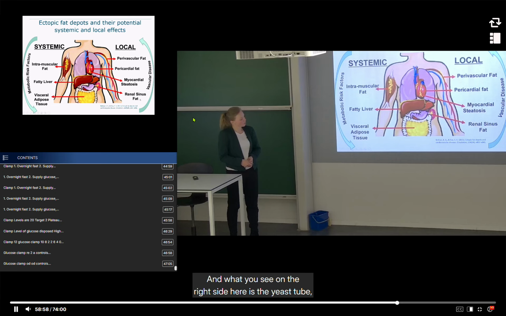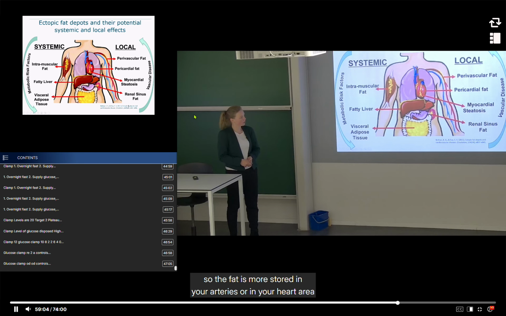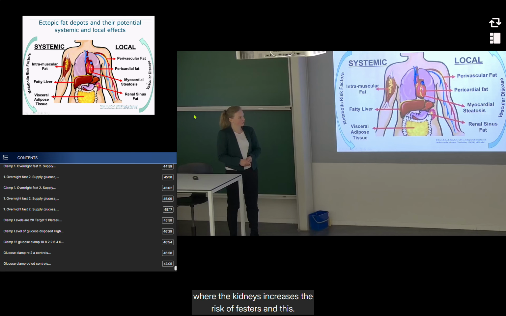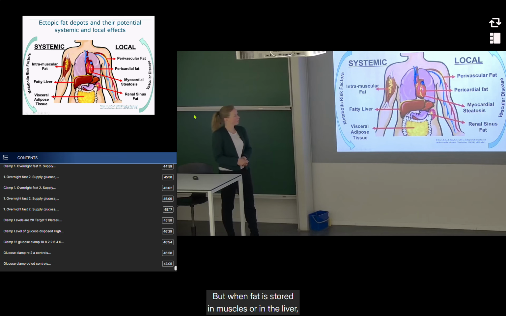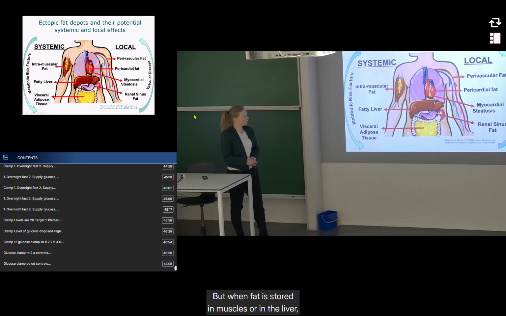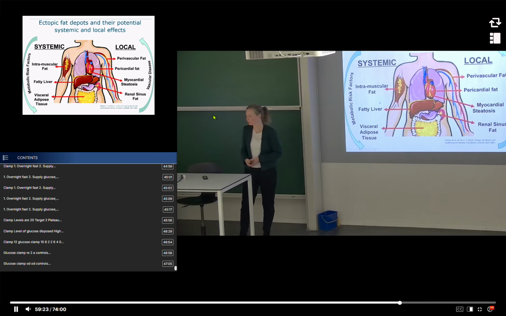What you see on the right side here is that fat that is stored in your arteries or in your heart area or your kidneys increases the risk of vascular diseases. But when fat is stored in muscles or in the liver, or as visceral fat, it mostly relates to metabolic risk factors. So these are also very important for the development of type 2 diabetes.